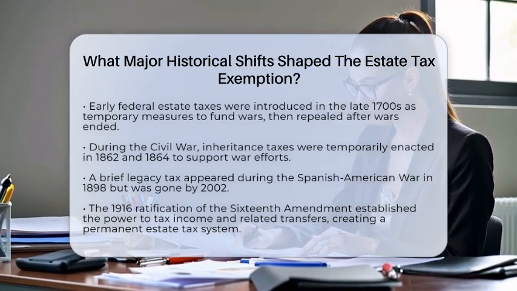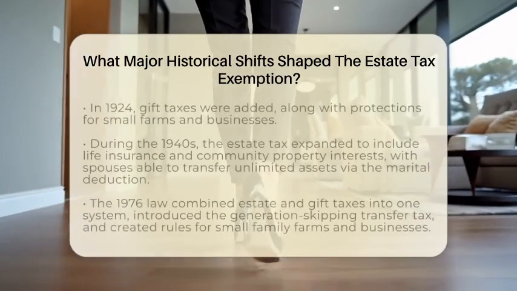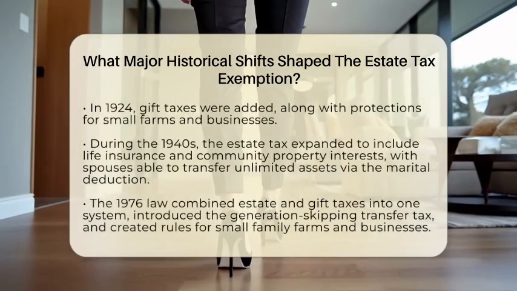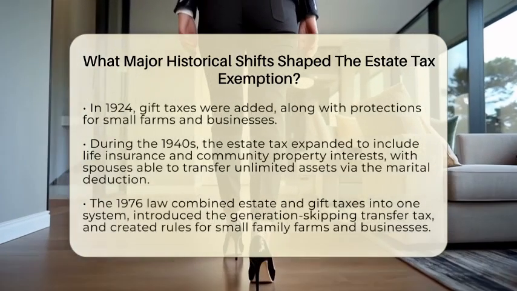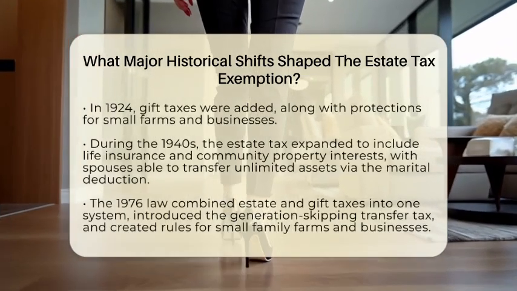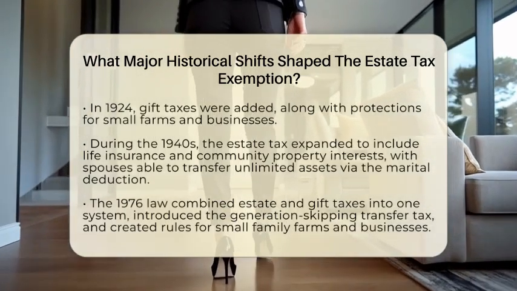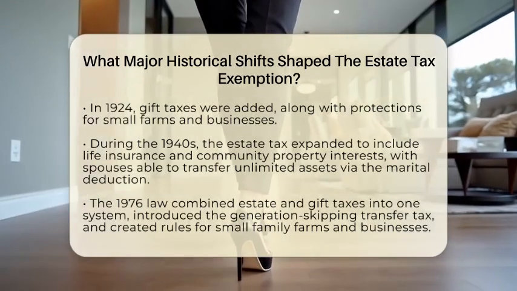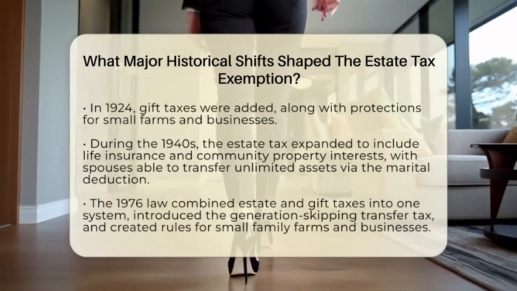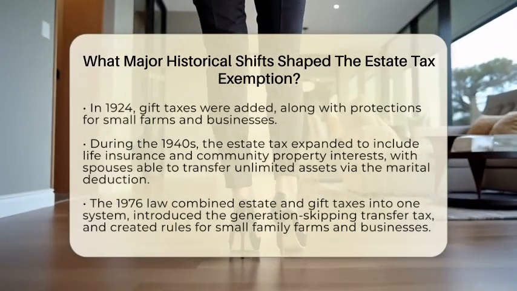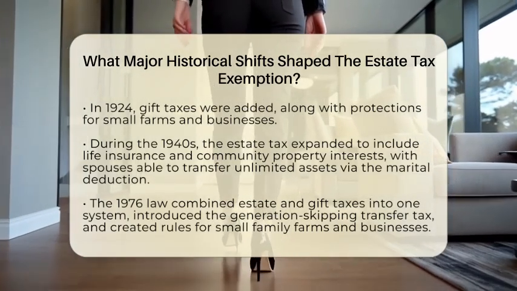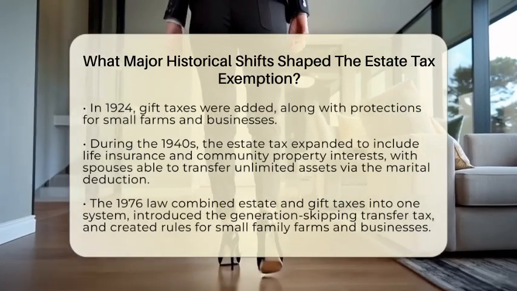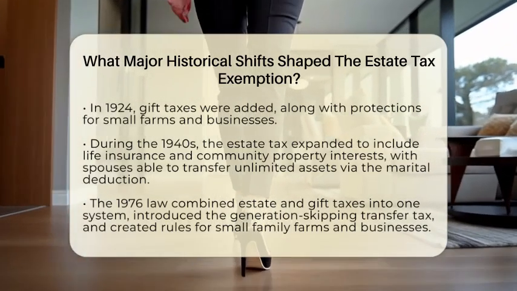The real turning point came in 1916 when the United States ratified the 16th Amendment. This gave Congress the power to tax income and related transfers, leading to the creation of a permanent estate tax system. From then on, the estate tax grew and changed. In 1924, gift taxes were added, and later, laws included protections for small family farms and businesses. During the 1940s, the estate tax base expanded to include life insurance paid by the deceased and community property interests. The law also allowed spouses to transfer unlimited assets without paying taxes, called the marital deduction.